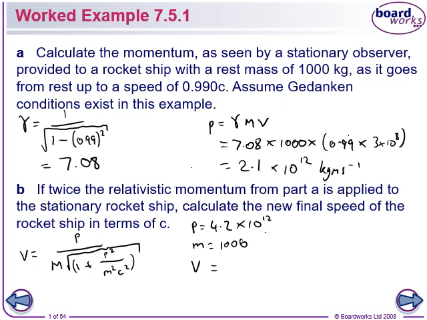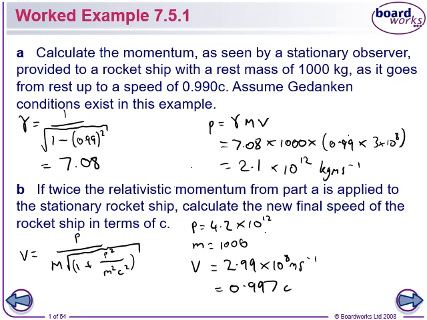Any takers yet? Yes. Good. That's what I got too. There. So you'll get 2.99 something times 10 to the 8 meters per second, which if you work it out, if you do this divided by c to get it in terms of c, you'll get 0.997 c.